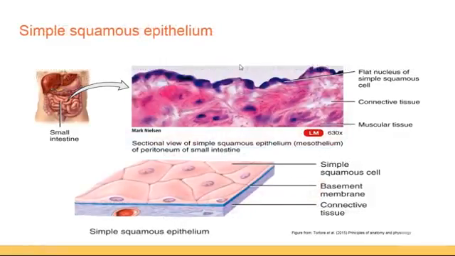So where do we find simple squamous epithelium? Well, in the small intestine. So this is a single layer of flat cells. And if you think about the function of the small intestine where we're looking at absorption of nutrients, then it makes sense that there's only a thin layer that these nutrients actually have to pass across. We want the process to be easy so that the maximum amount of nutrition can be absorbed from the small intestine.